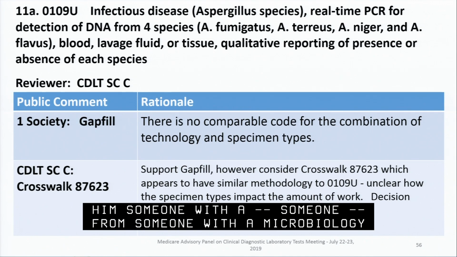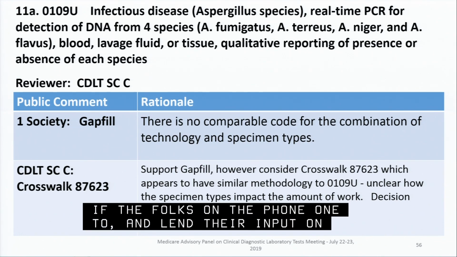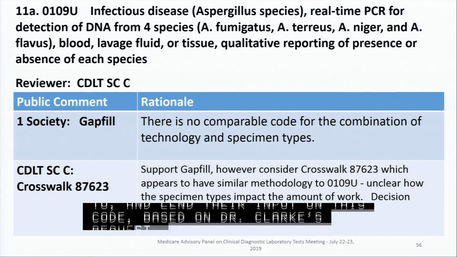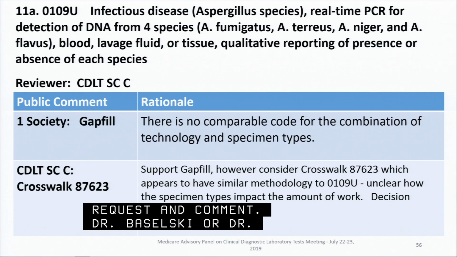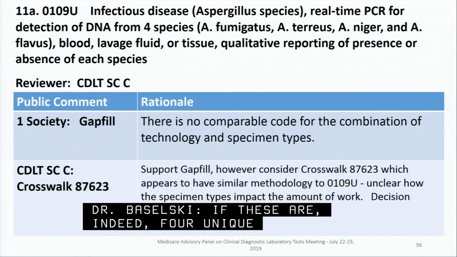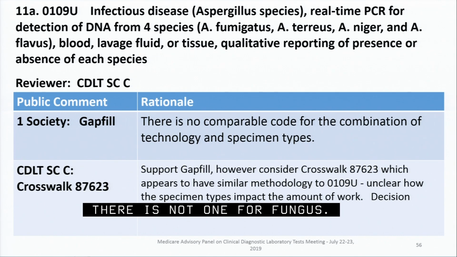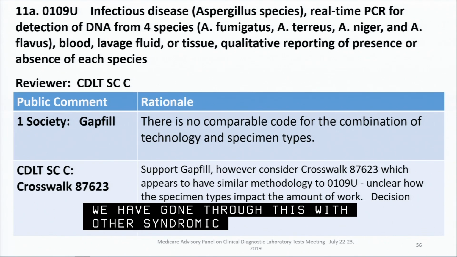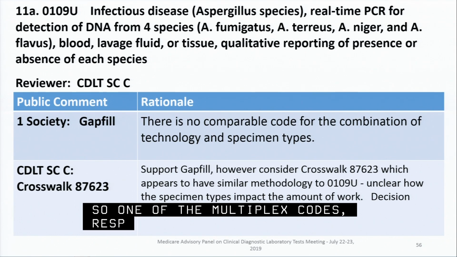Okay, thank you. I want to go to the phone, and if the folks on the phone want to comment and lend their input on this code based on Dr. Clark's request and comment. Dr. Baselski or Dr. Hansen, do you have any comments? This is Vicki Baselski. If these are indeed 4 unique targets, I would suggest that one of the multiplex codes might be appropriate. There is not one for fungus, but we've gone through this with other syndromic situations as well. So one of the multiplex codes, respiratory, for example, might be appropriate. I'm trying to see what that is, the one that has the appropriate number of targets.